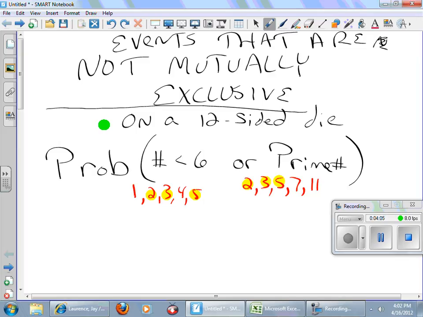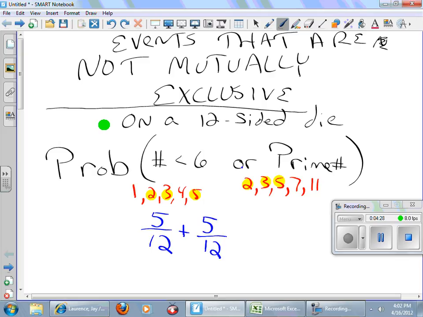So to do this problem, here's how you do it. This is really easy stuff, guys. What is the probability of getting a number less than 6 on a 12-sided die? Well, there are 5 numbers less than 6, and there are 12 total numbers on the die. Or means to add, and then the prime number. Well, there are 5 prime numbers on a 12-sided die.